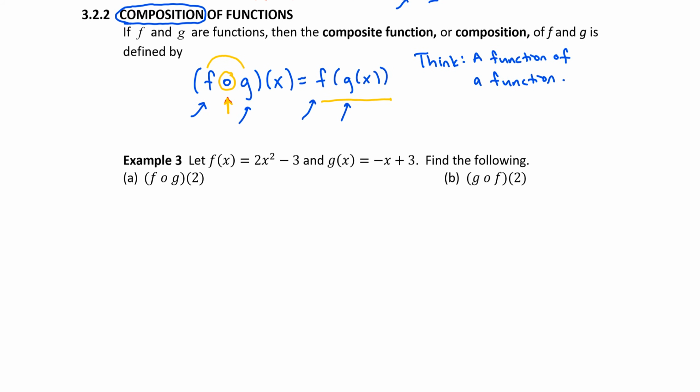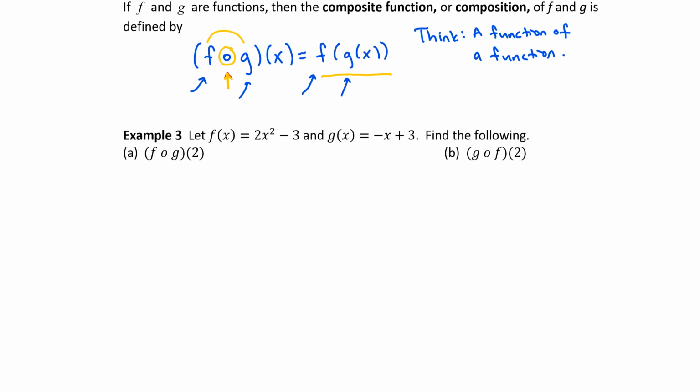Let's practice evaluating a composition. Example 3: let f of x equal 2x squared minus 3 and g of x equal negative x plus 3. If I asked you what type of function is f of x, what would you tell me? Did you say quadratic? If you did, you'd be right. I hope that you are talking out loud to me on this video. What type of function is g of x? Did you say linear? I hope so. You would be correct. That's not necessary to work this particular problem. It's just good review. Okay, example 3, we're going to evaluate f composed with g of 2.